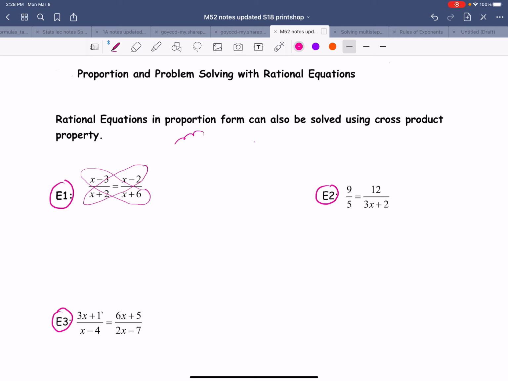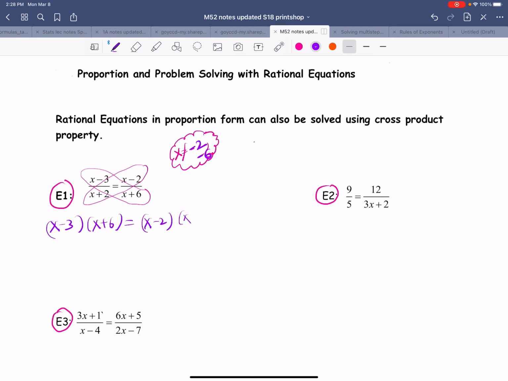There are two danger numbers, not allowed numbers in this case, that will cause domain restriction. Those numbers are x cannot equal -2 and x cannot equal -6. Those are the two numbers. -2 and -6 are not allowed numbers in this case. So let's go ahead and do cross multiplication, and we'll have to do foiling when we cross multiply.